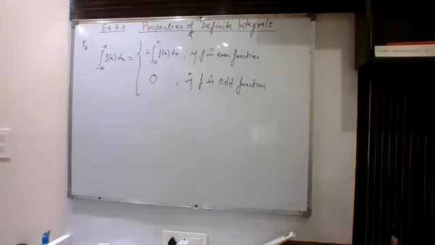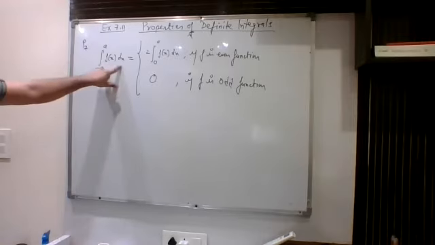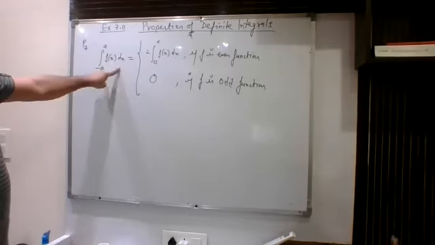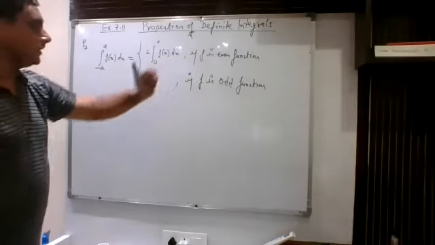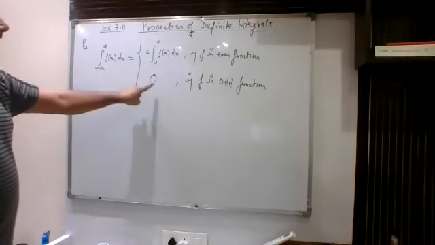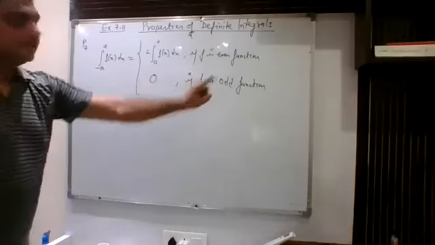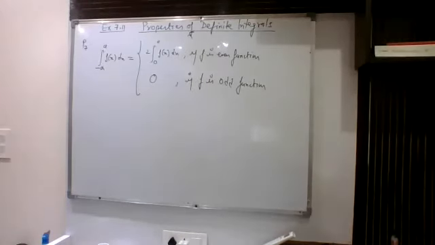Okay, so here we have this P7 property as per NCERT. This is the integral from minus a to a of f(x) dx. Now this will be equal to 2 times the integral from 0 to a of f(x) dx if your function is even, and this integral will be equal to 0 if your function is odd. Now let me tell you what are even and odd functions.